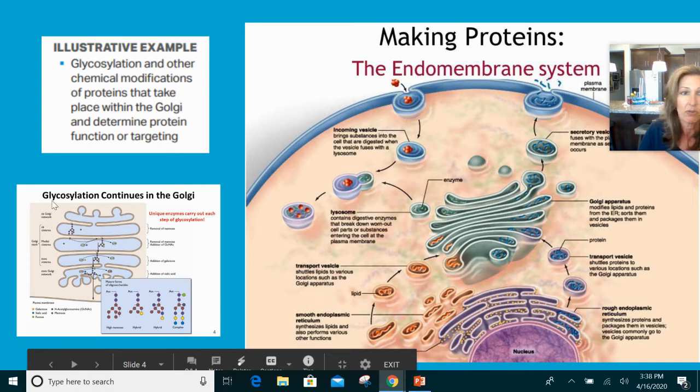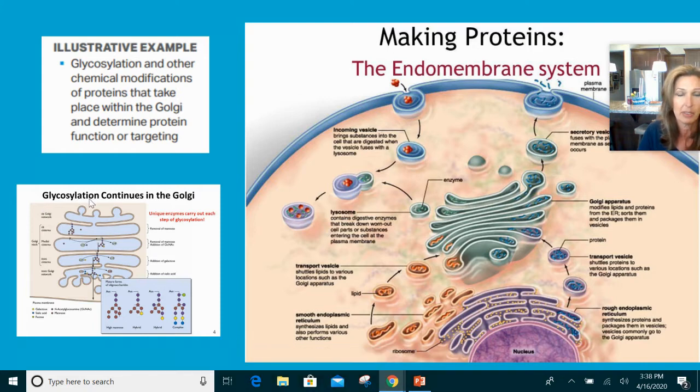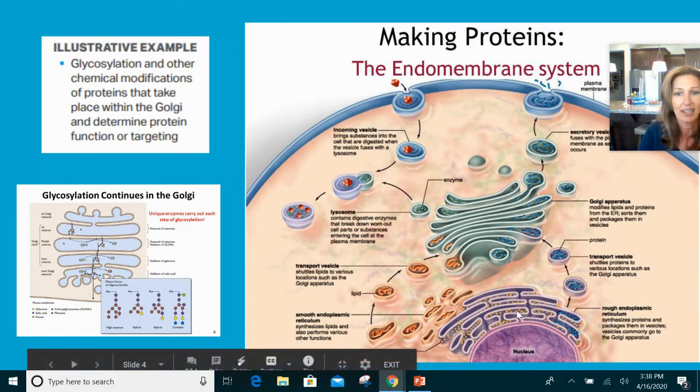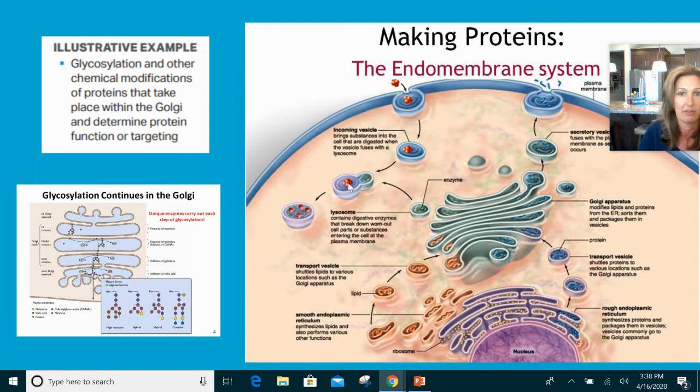So don't freak out when you hear a word like this that could potentially get used. Just make sure you're recognizing the role and connectivity of the rough ER and the Golgi apparatus in manufacturing and modifying proteins for their ultimate function.